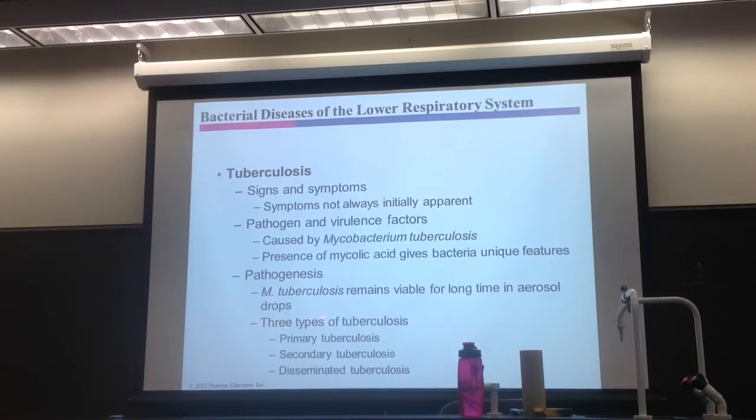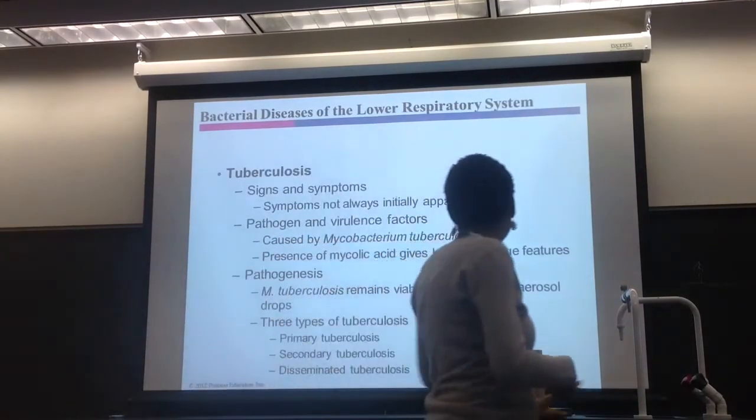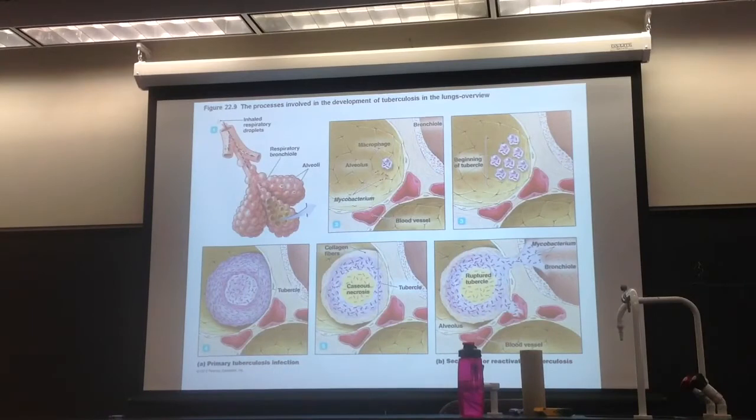And there are 3 types of tuberculosis. You've got primary TB, secondary TB, and disseminated TB. Now, I won't define it just yet because I've got to go into the pictures first. Once I go into the pictures, I'll then go back and define what's primary, what's secondary, what's disseminated. Make sense? So let's go to the pictures first. Okay. So everything you see here is basically talking about primary TB and secondary TB.